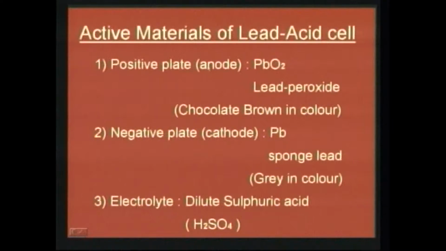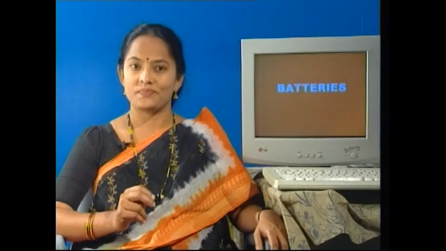The active materials of lead acid cell are: the positive plate or the anode consists of lead peroxide, which is chocolate brown in color. The cathode or the negative plate is made up of lead, the sponge lead, which is green color. The electrolyte is dilute sulfuric acid, that is H2SO4. In fact, active material is the material which takes an active part in chemical reaction.